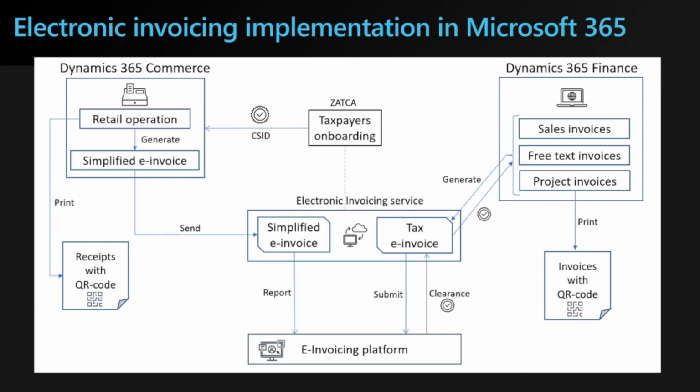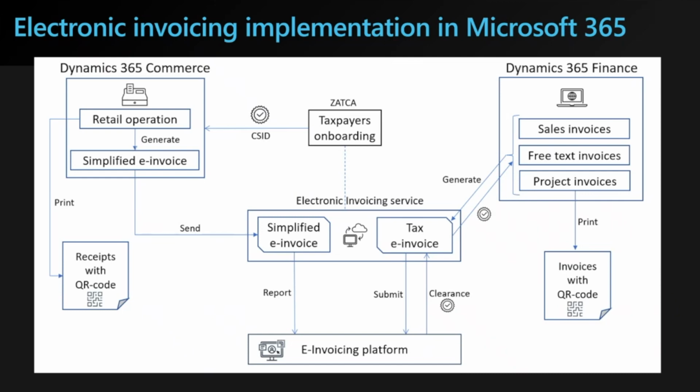For retail operations in Dynamics 365 Commerce, fiscal receipts should be printed directly from point of sales terminals with the proper QR codes from the very beginning. That's why CSID must be obtained in advance. Simplified tax invoices should also contain CSID data.